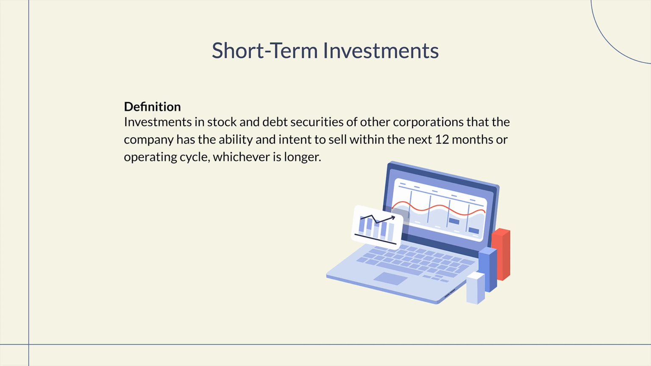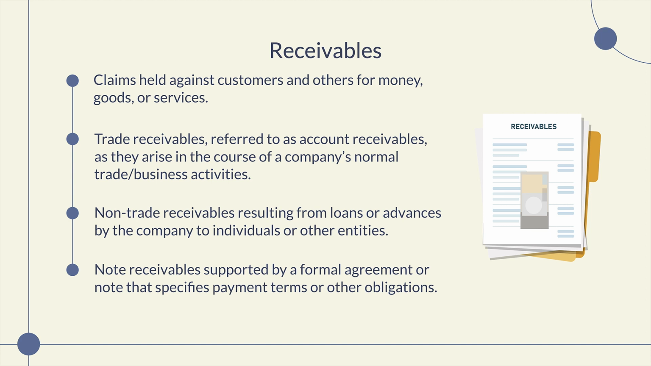Receivables represent claims against customers or others for money, goods, or services. Trade receivables are most often referred to as accounts receivable as they arise during a company's normal trade and/or business with customers. Non-trade receivables result from loans or advances by the company to individuals or other entities. Notes receivable are supported by a more formal agreement or note that specifies payment terms and other obligations.